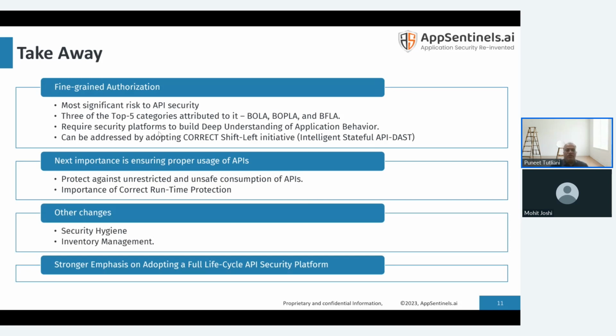The other change we have seen in this list is, again, an emphasis on security hygiene. Mistakes can happen. APIs can be left unauthenticated. Unintended data, which should not be part of certain APIs, can still be part of those APIs. Those could be sensitive data, and they may be going out without the organization knowing about it. There could be other mistakes in deploying applications and ensuring end-to-end security. So security hygiene and inventory management are other very important aspects that should not be ignored.